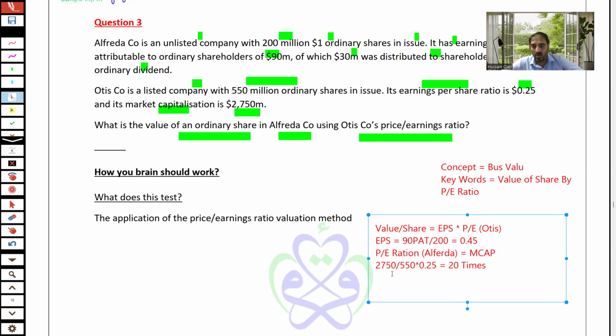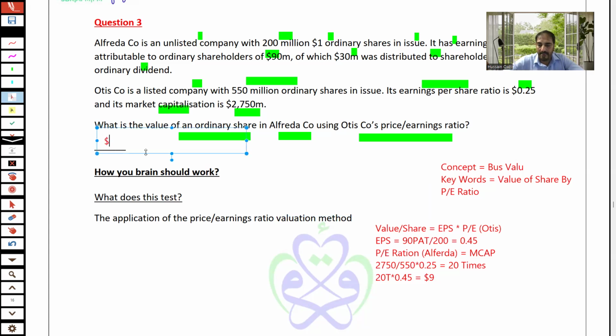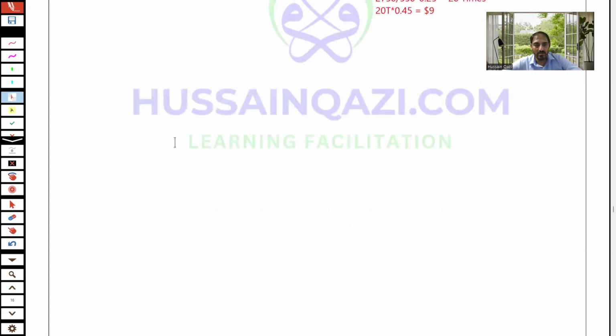Okay, you can calculate alternatively. I just use 2750 divided by 550 million to calculate the per share price, then per share value divided by 0.25. So the answer will remain the same, that's 20 times. So 20 times multiplied by 0.45, that is $9. So the answer is $9. Very simple.